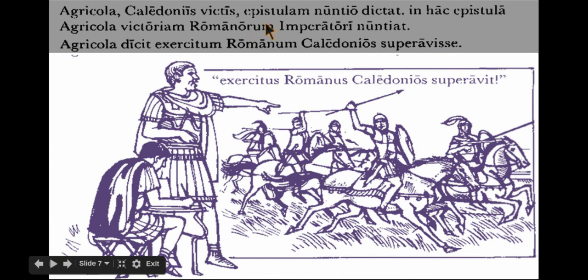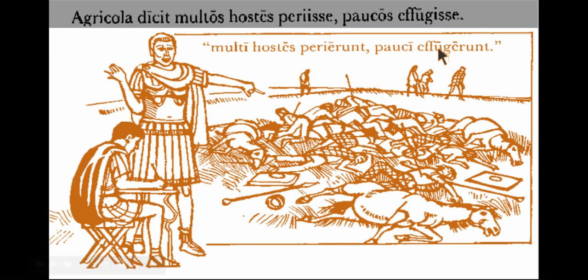Let's see what it looks like in the passage here. So Agricola, with the Caledonians having been conquered, dictates a letter to a messenger. In this letter, Agricola announces the victory of the Romans to the emperor. Agricola says, indirect statement clause, there's your infinitive, there's your accusative subject phrase, that the Roman army has conquered. It's perfective present, has conquered the Caledonians.